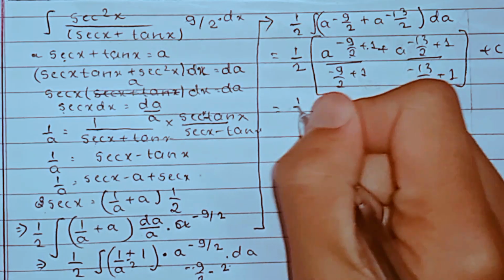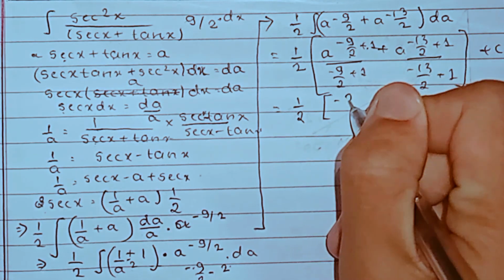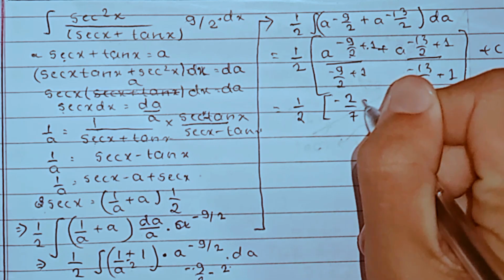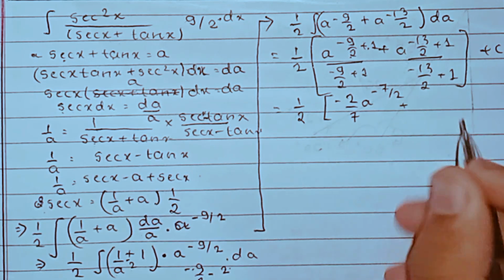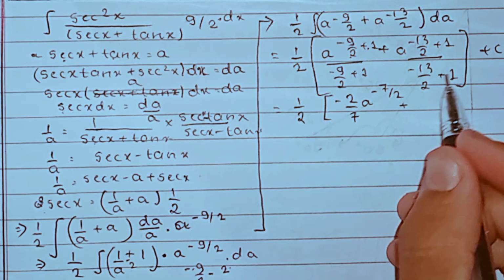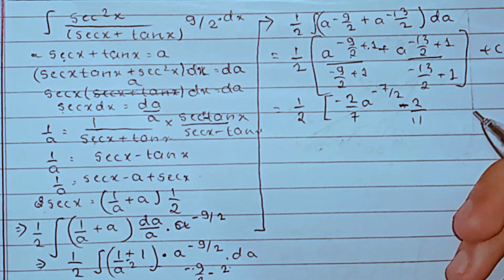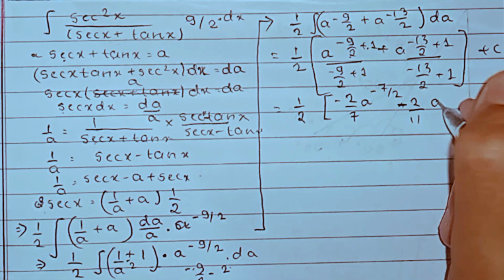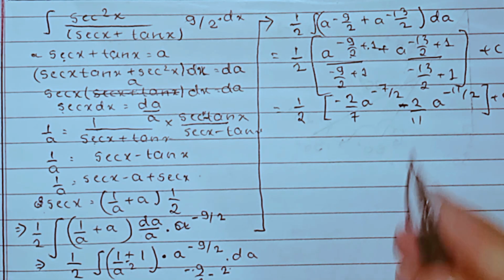Okay, so 1 by 2 over minus 7 by 2, the 2 will come to the upside, so we'll get 1 by minus 2 by 7, A to the power minus 7 by 2. Similarly for the other one we will write minus 11 by 2, so minus 2 by 11, and finally A to the power minus 11 by 2 plus c. Am I right? Yes.